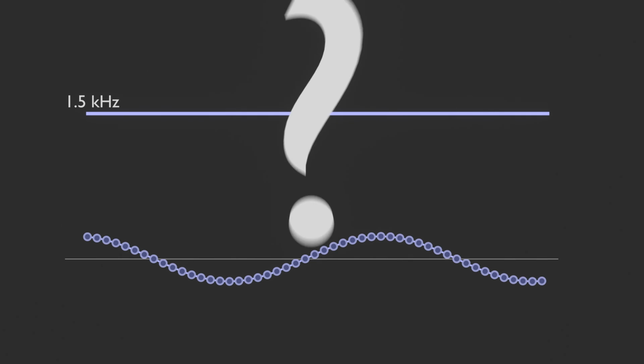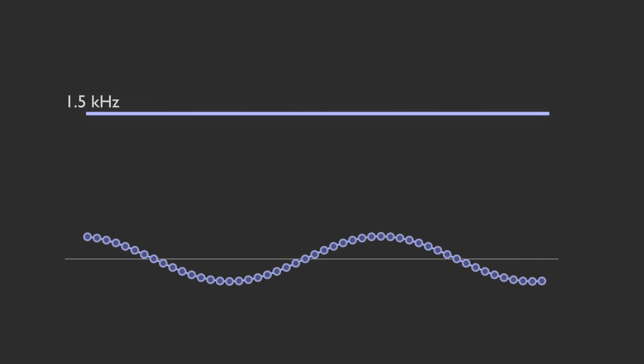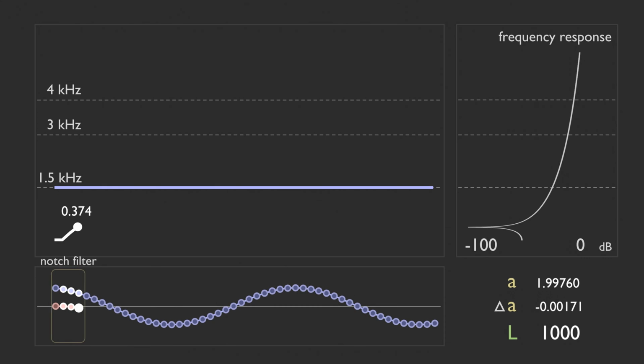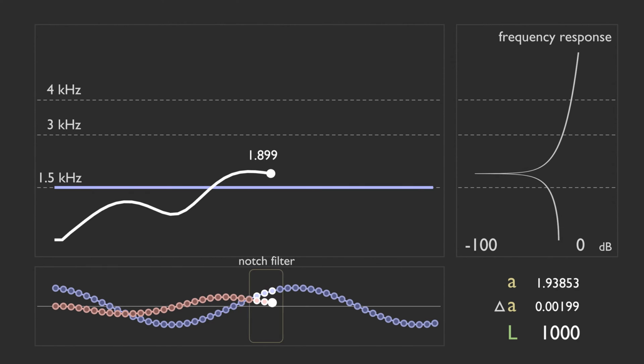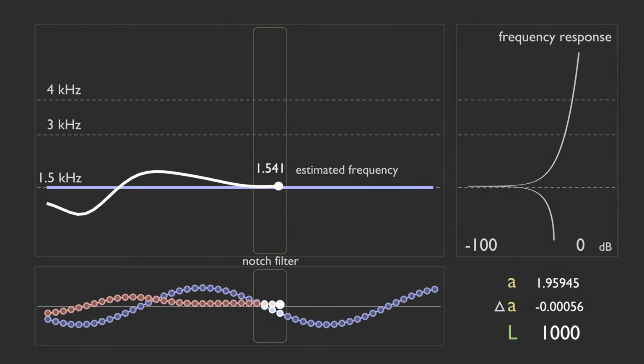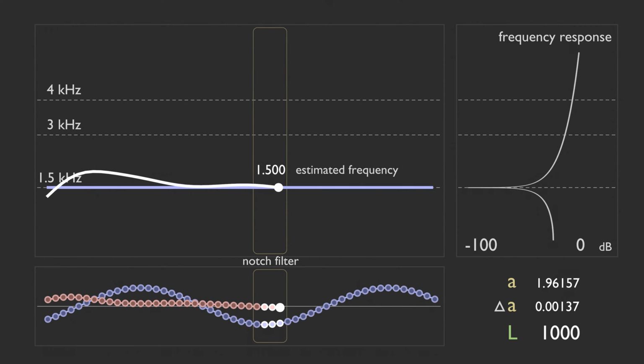We have a sine wave and want to identify its frequency. The easiest way to do that is to use an adaptive notch filter. It constantly updates its stop band frequency sample by sample, resulting in a precise frequency estimate.